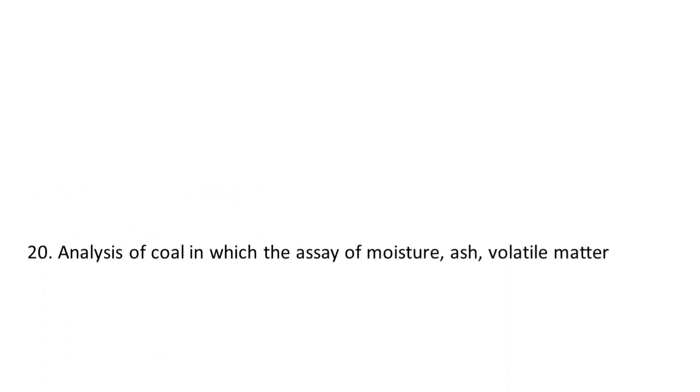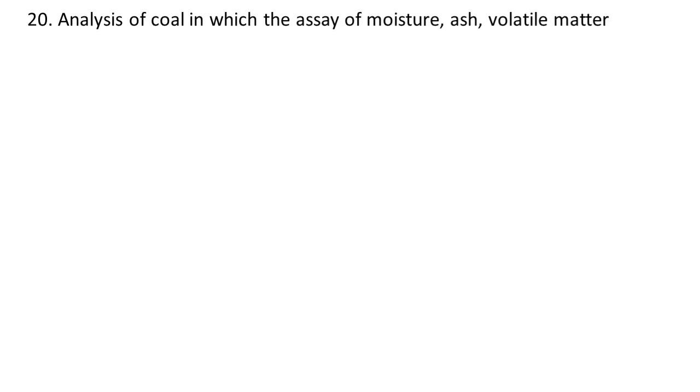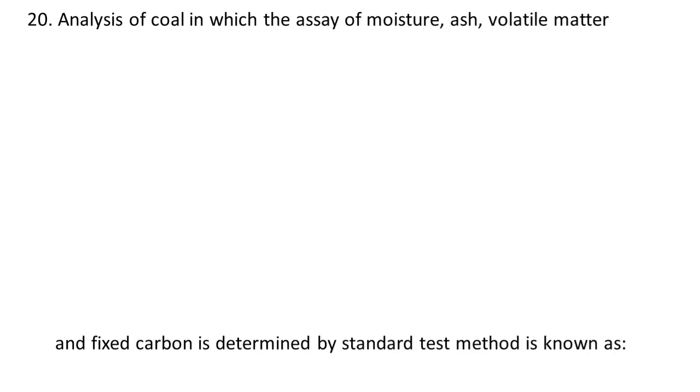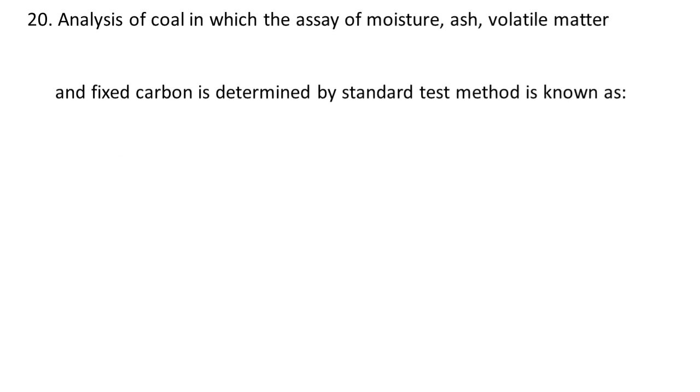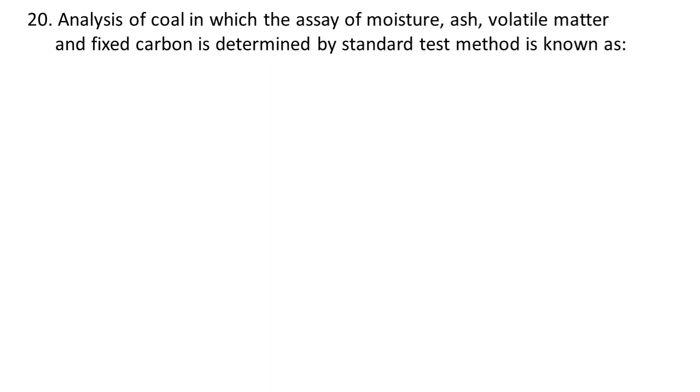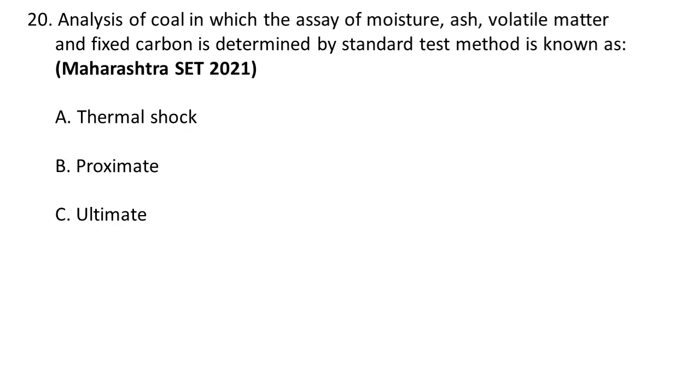Next question. Analysis of coal in which the assay of moisture, ash, volatile matter, and fixed carbon is determined by standard test method is known as. The choices are A, thermal shock, B, proximate, C, ultimate, and D, assay. So the analysis of coal in which the assay of moisture, ash, volatile matter, and fixed carbon is determined by a test is known as proximate analysis. So B is the correct option.